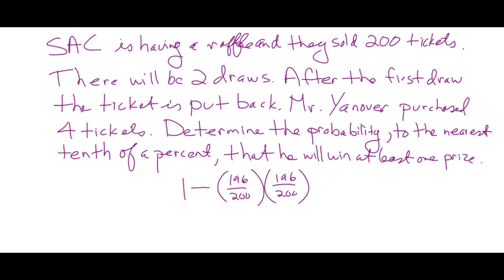This works out to 0.0396. That's a decimal. Convert it to a percent. Multiply by 100. It becomes 3.96%. To the nearest tenth, 4.0%. Okay, got a 4% chance of winning first or second or both.